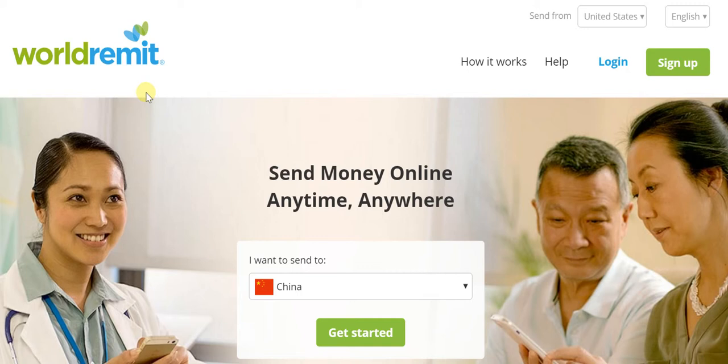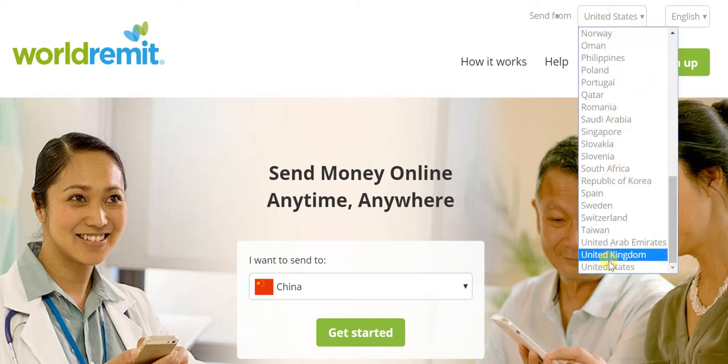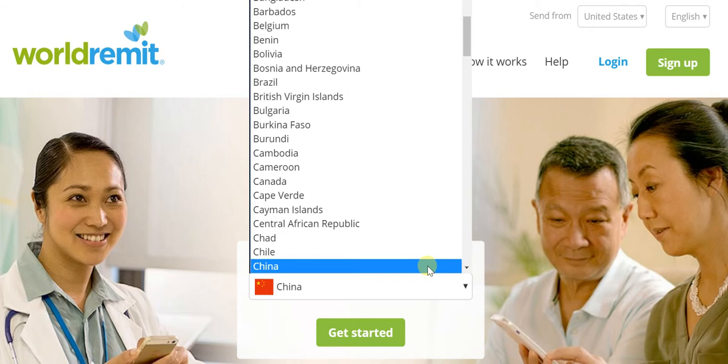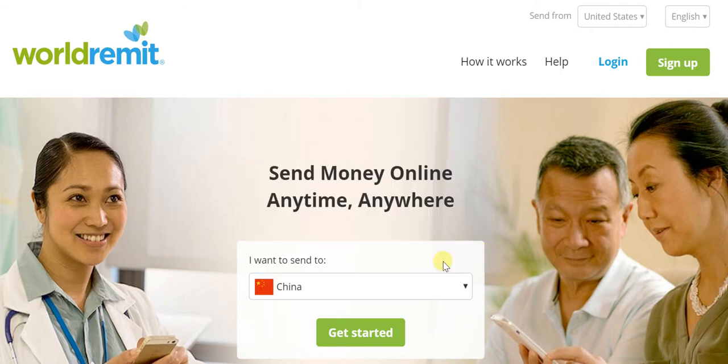with equal ease. Now, the first step here is to choose United States as the country to send from, which I've already done. Second step is, of course, to choose China as the recipient country, which again I've done. With that in place, let's get started.